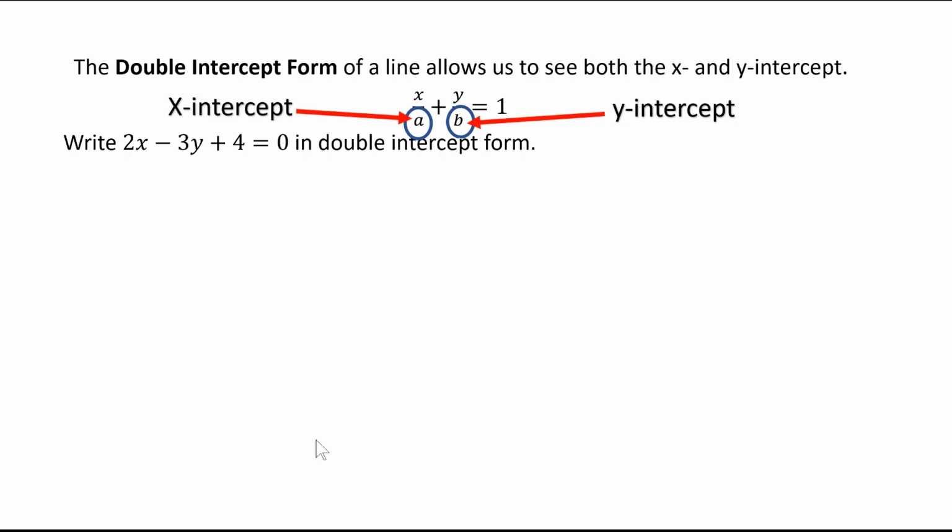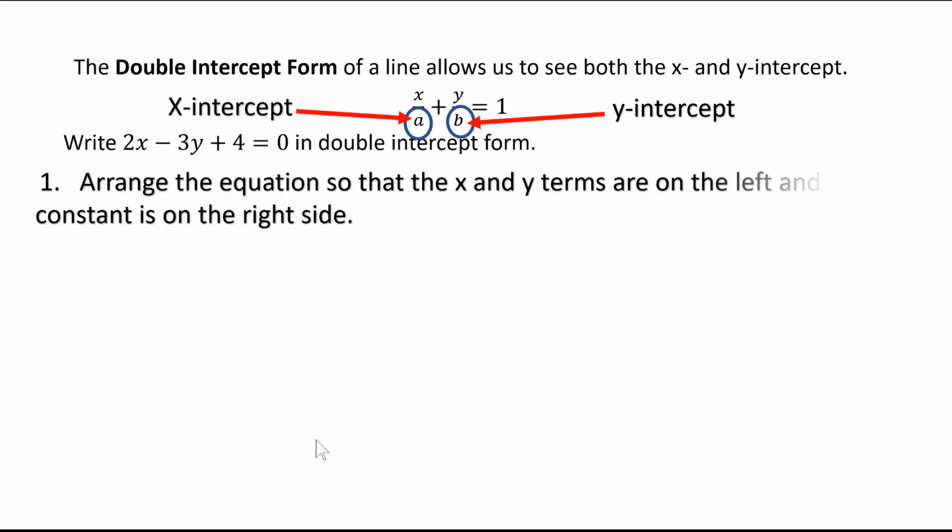So if you have an equation like 2x minus 3y plus 4 equals 0, and you want to put it in double intercept form, the way you're going to do that, first of all, is to arrange the equation so that the x and y terms are on the left and the constant is on the right. So you're going to move that 4 over to the right, and you'll have 2x minus 3y equals negative 4.